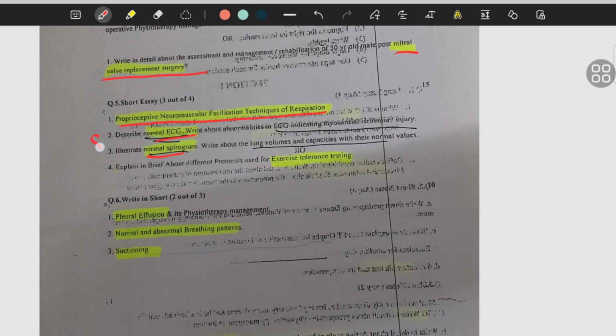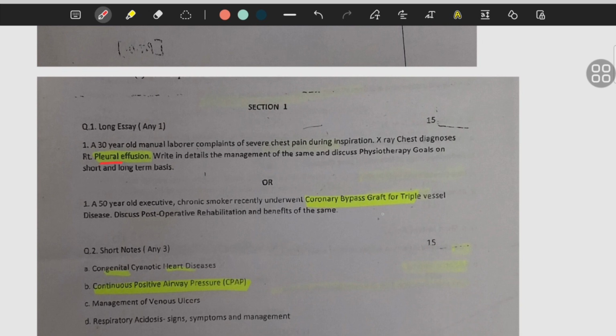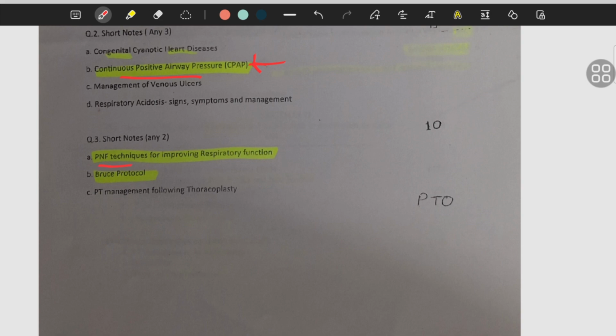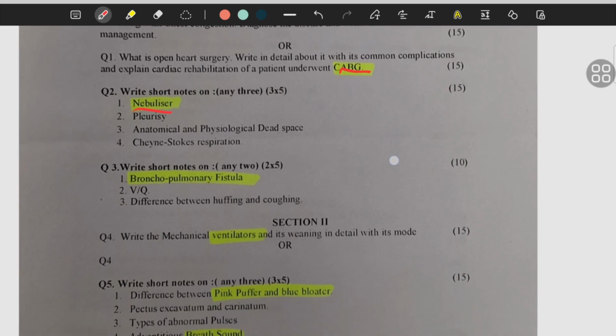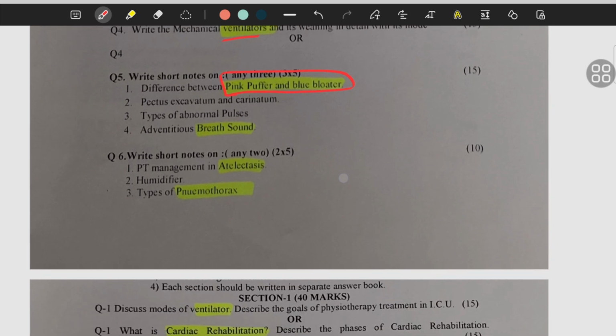Do remember to draw the diagram in such following questions: exercise tolerance test, pleural effusion, normal and abnormal breathing pattern, suctioning, pleural effusion, coronary bypass graft, then CPAP, that is one of the modes of ventilation, PNF technique, Bruce protocol, CABG, nebulizer, bronchopulmonary fistula, ventilator, pink puffer and blue bloater. This is also an important topic to know.